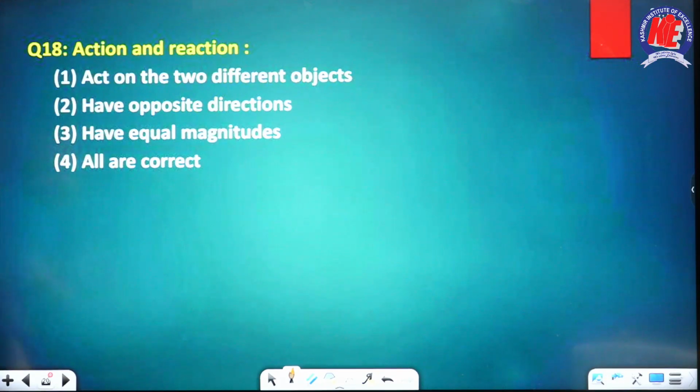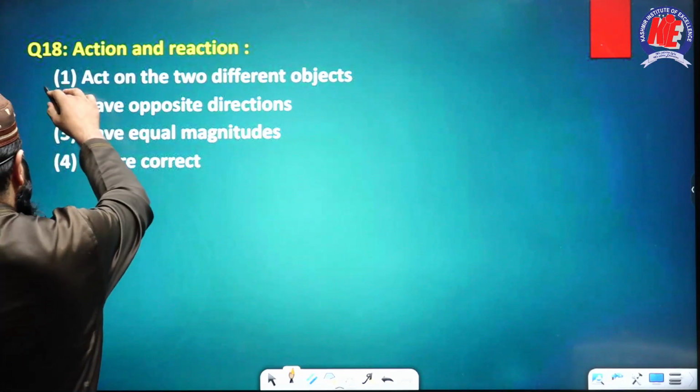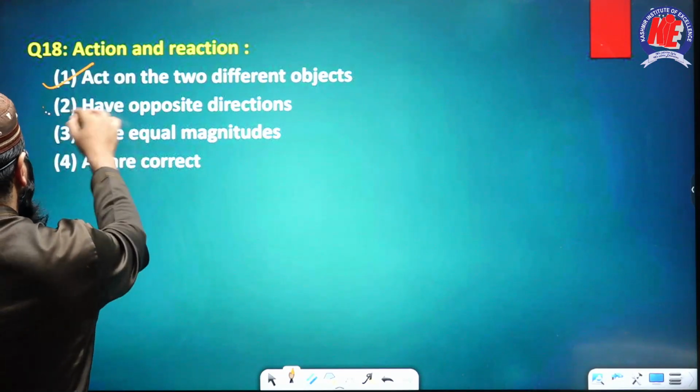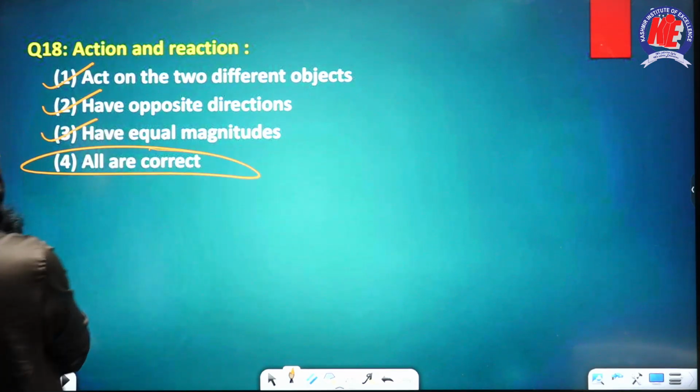Next one please. Action and reaction. That's your fundamental part. Act on two different bodies. 100% right. Have opposite direction. बिल्कुल सही है. Have equal magnitude. बिल्कुल सही है. So the right option is going to be all are correct.